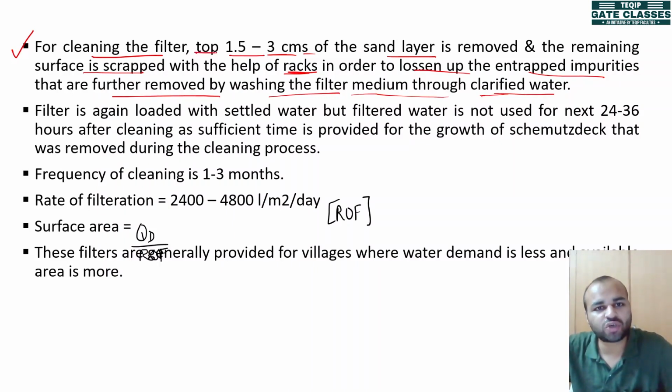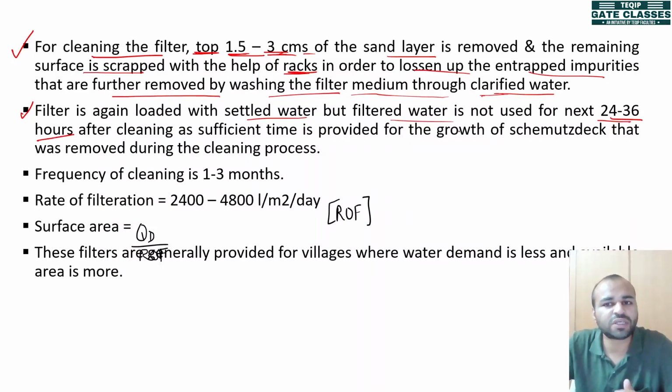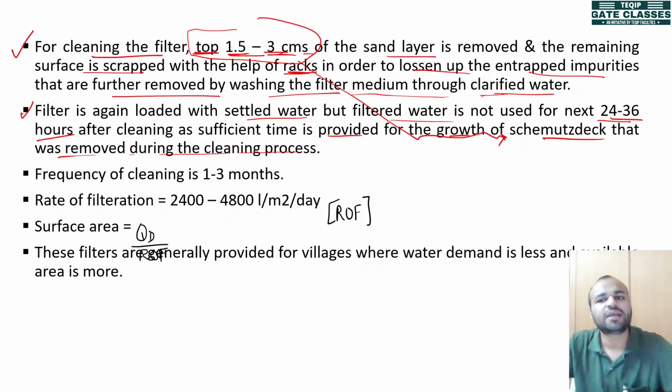Now, when we remove this top layer of 1.5 to 3 centimeters, we also remove the Schmutzdecke layer, because that is on the top of the filter medium. Then the filter is again loaded with settled water, but we don't use the filtered water for the next 24 to 36 hours. This time is provided for the growth of the Schmutzdecke that was removed during the cleaning process. The one that was removed here is again given sufficient time for its growth.